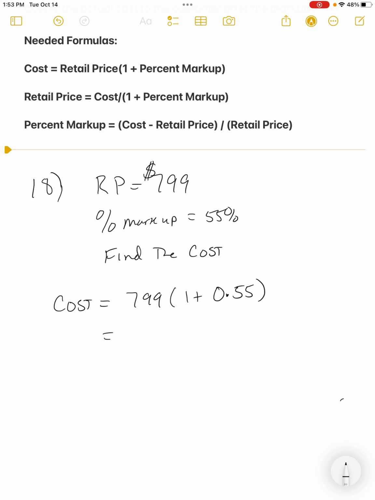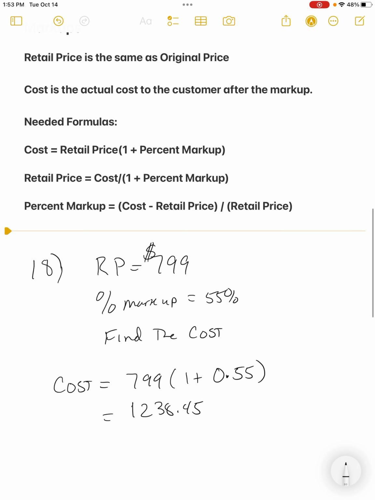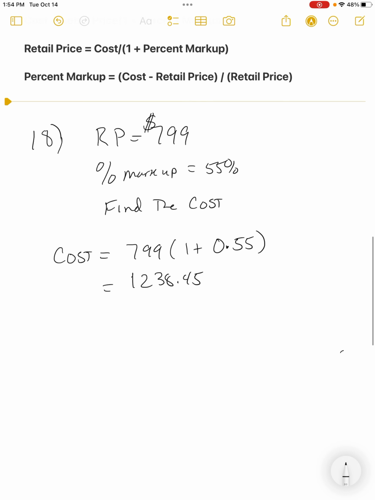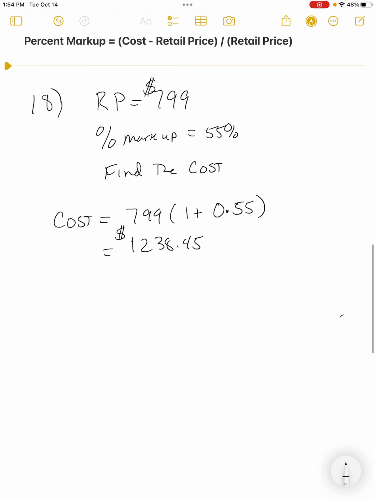I entered it in, and I had a typo as I entered it in my calculator. And when I do that, it tells me that the new cost is $1,238.45. And so that's what we're looking at as we take a look at the cost. So the retail price, again, is that original price, and the cost is the actual cost after the markup, the way that we're doing it in the book.